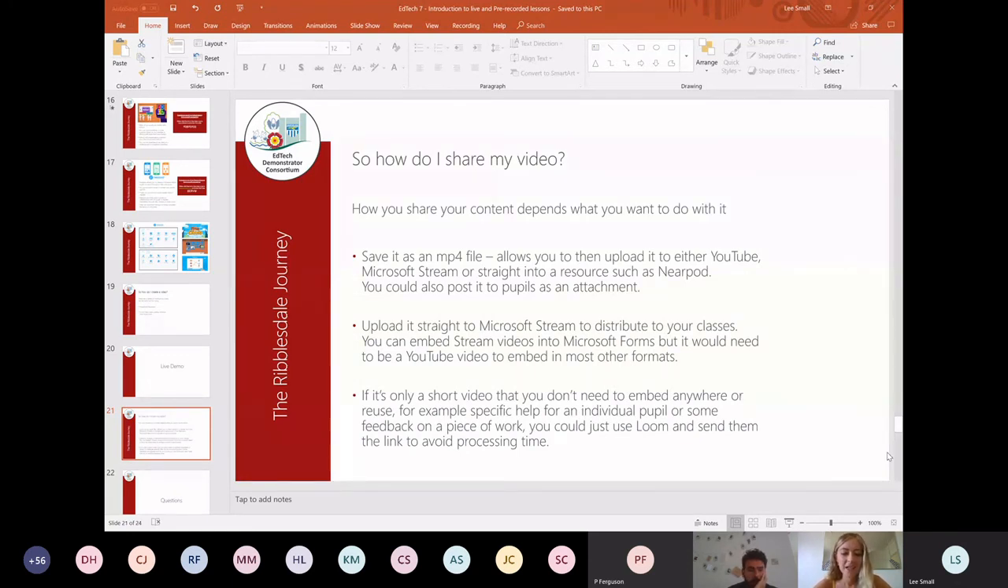And then, like I said, I use Loom either for supporting pupils with specific bits of work, or for giving class feedback. Sometimes I'll talk through the most difficult questions of the day in a quick Loom video. It's something that I might not want to use again because it's very specific to that class. So hopefully that's given you a bit of an overview of what I do and how.